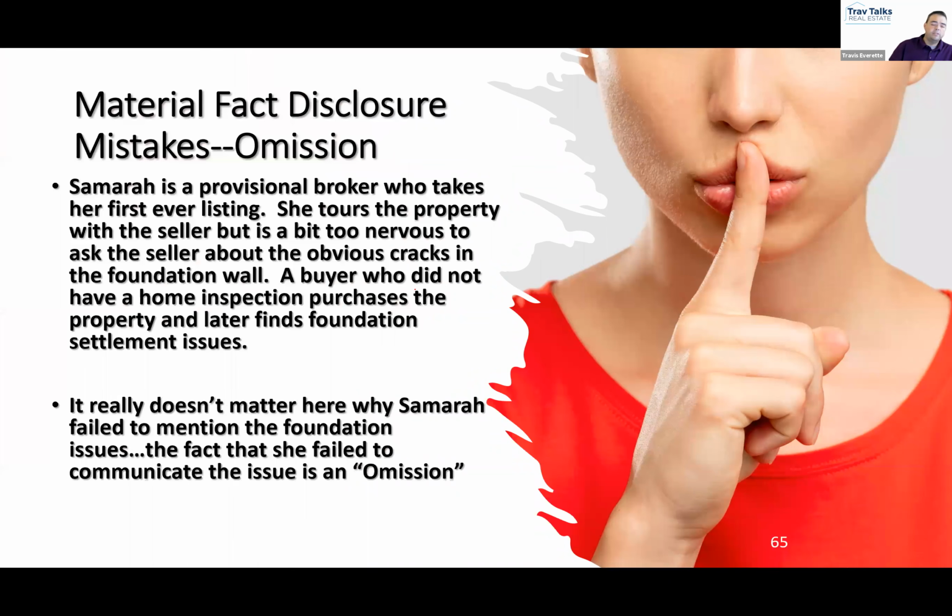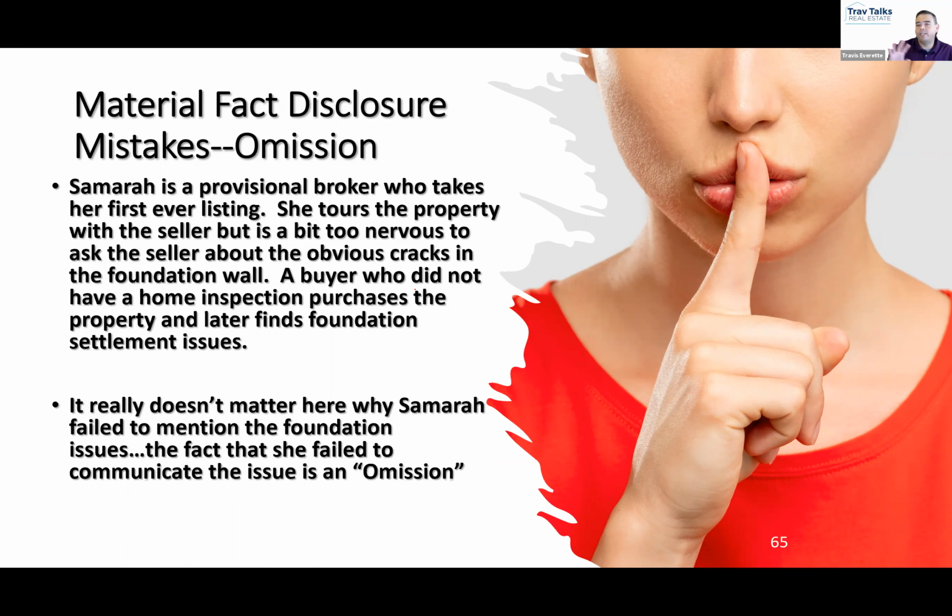Look at this one. Samara is a provisional broker who takes her first ever listing. She tours the property with the seller, but is a bit too nervous to ask the seller about the obvious cracks in the foundation wall. A buyer who did not have a home inspection purchases the property and later finds foundation settlement issues. Now, let me point something out to you. It doesn't matter here whether the buyer had an inspection or not. That has nothing to do with disclosing material facts, because that's what the buyer does. Material facts is about what we do.